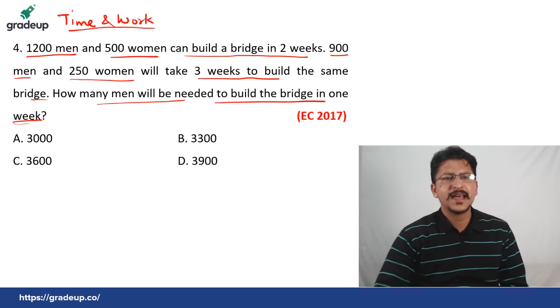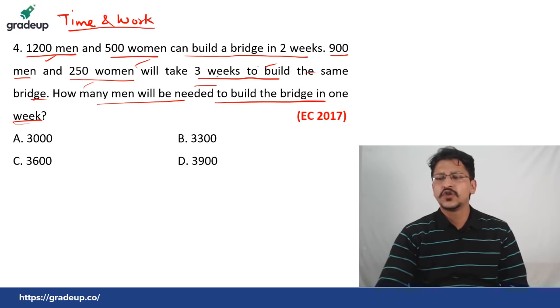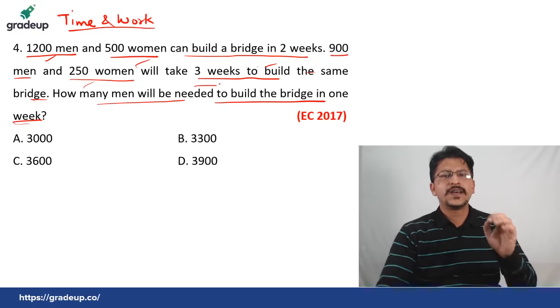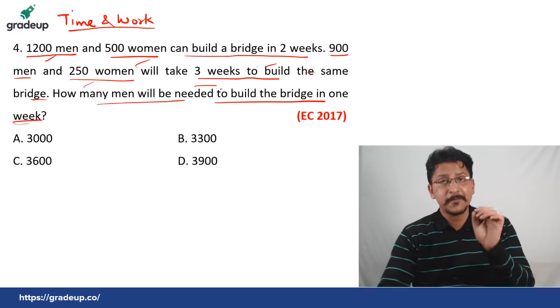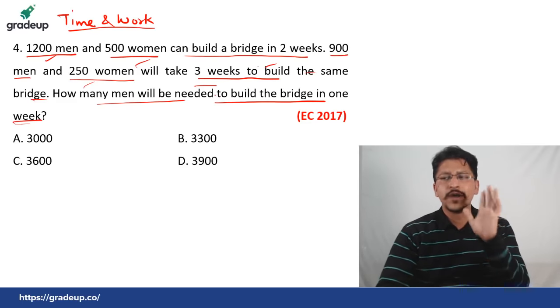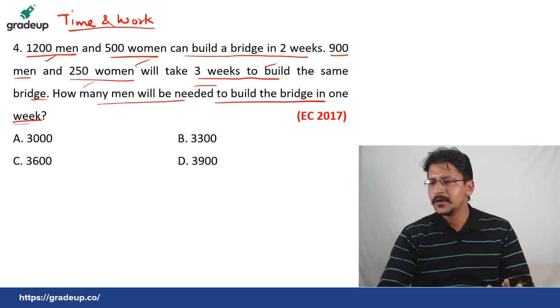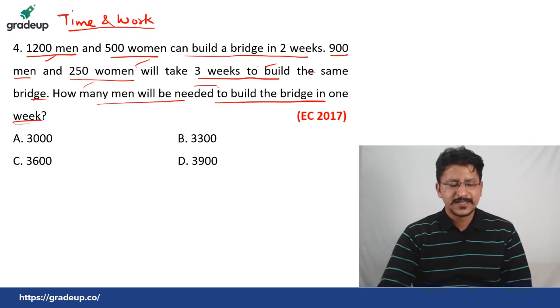These many men and these many women take 2 weeks. These many men and these many women take 3 weeks. So it is asked how many men will be required, only men, not women, to build the bridge in 1 week.